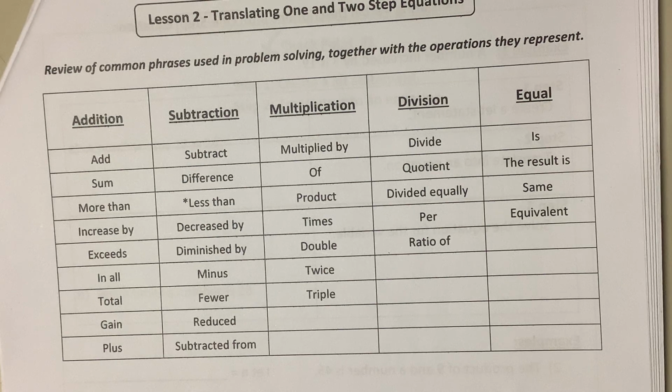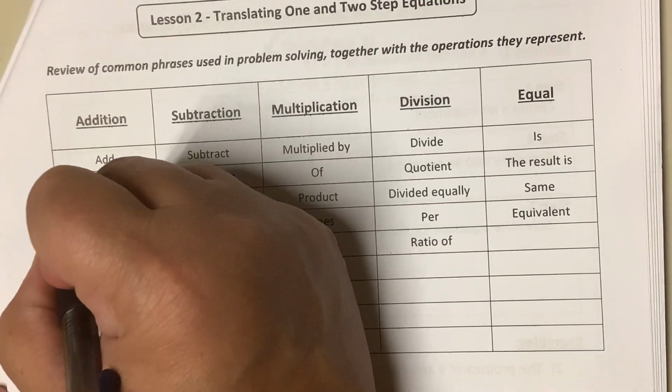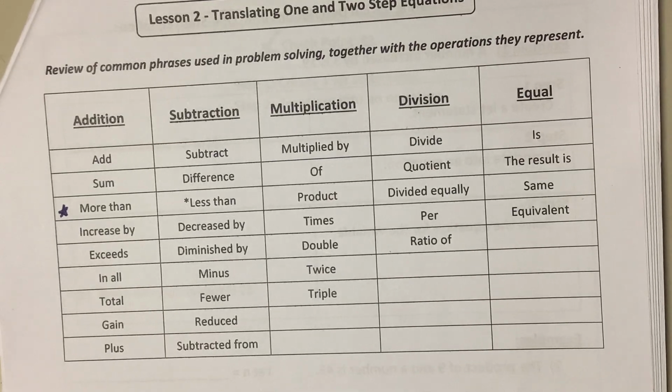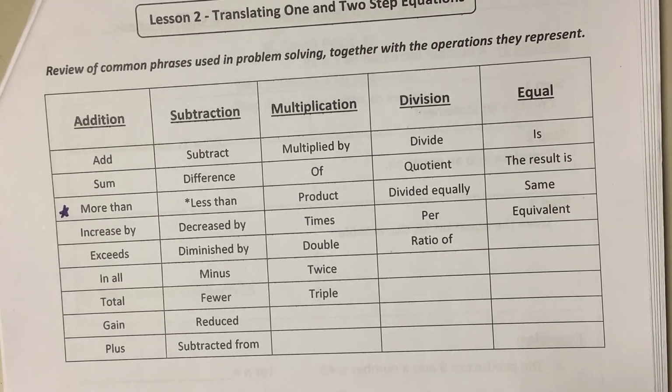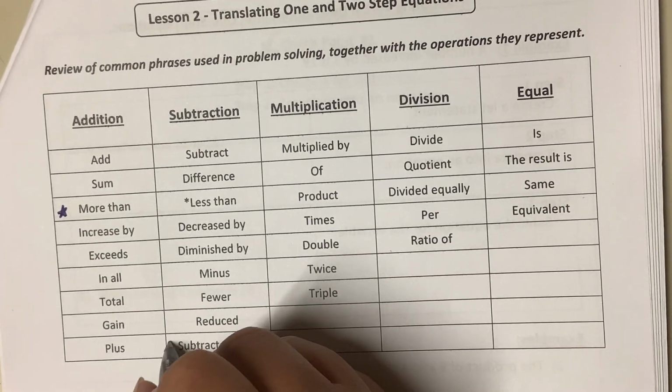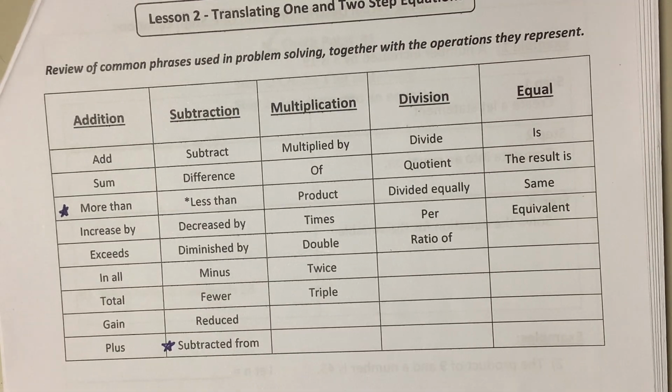So for addition, it's add, some more than. That word than reverses the order. Increase by, that's fine. Exceeds, in all, total, gain, plus. Subtract, difference, less than. More than and less than, I'm going to put a little star here because those two reverse the order. Decreased by, diminished by, minus, fewer, reduced. Subtract from, there is another one. Put a star there, reverses order.